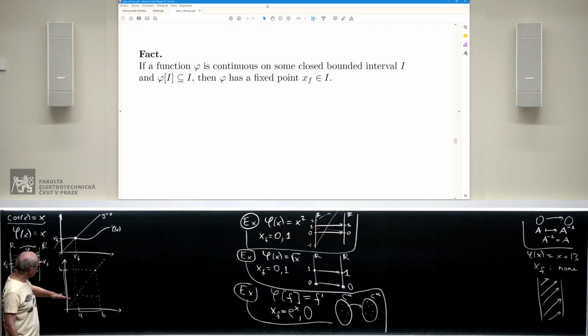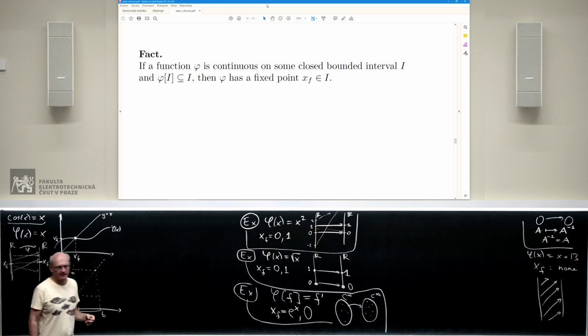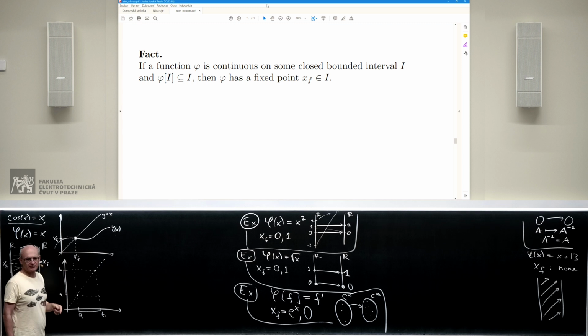So the graph of our function is somewhere in this square, and we are asking, is this graph intersecting the diagonal? Now, if the function is not continuous, then of course it may jump over. It may jump across this diagonal. So you can see continuity is crucial. But if this graph is continuous, then it must cross the diagonal, obviously. Well, let's have a look at the value at a. The value at a could be, again, a, and we have our fixed point. Or it may be something larger. So the value may be, let's say, somewhere over here.